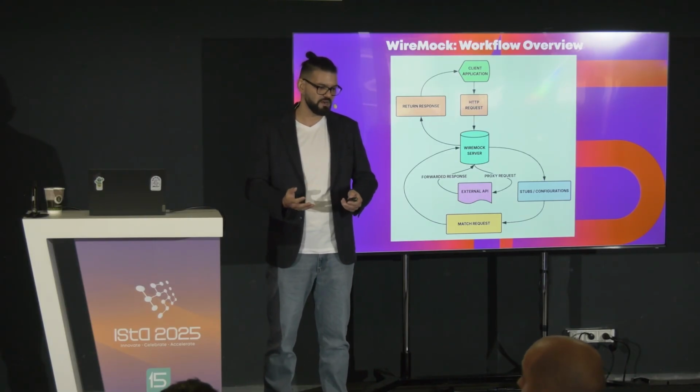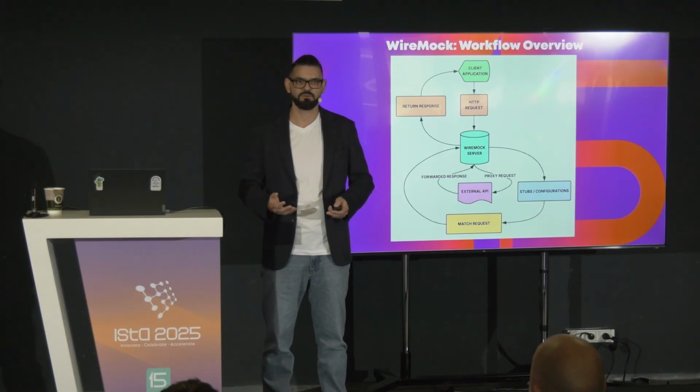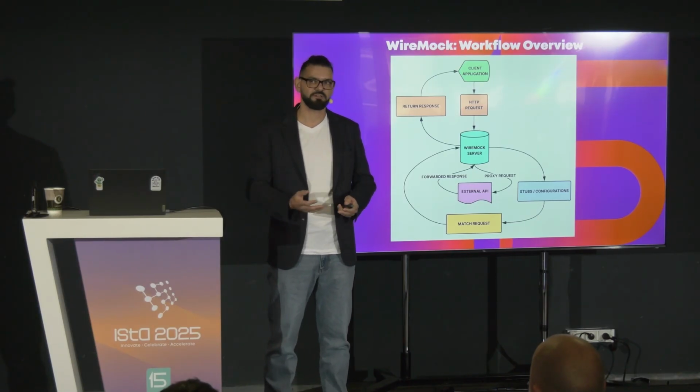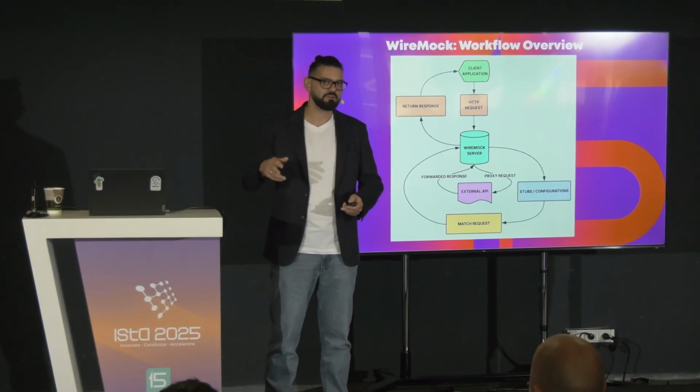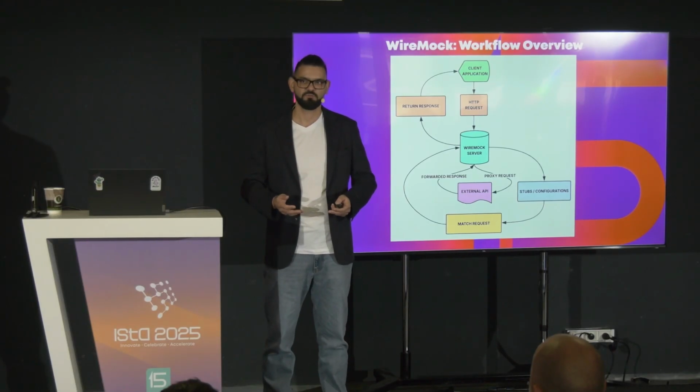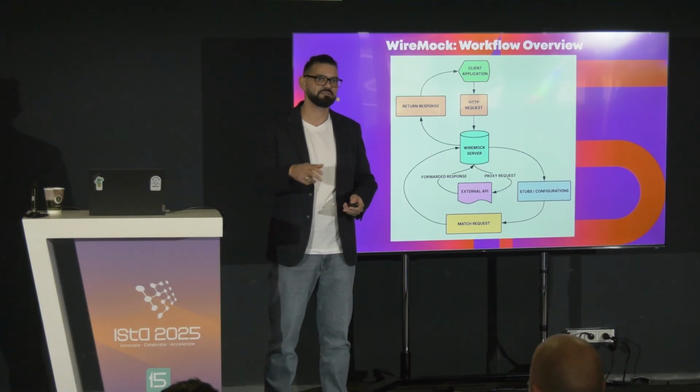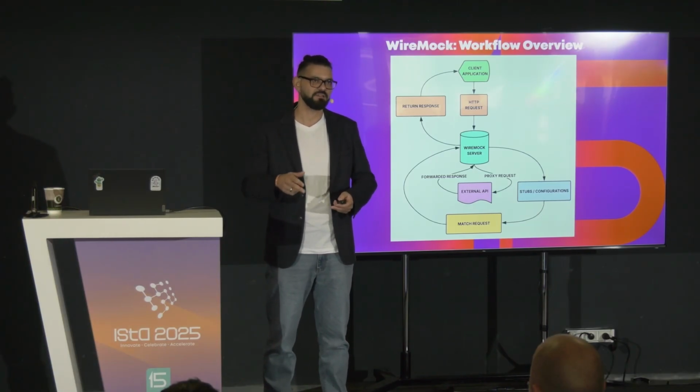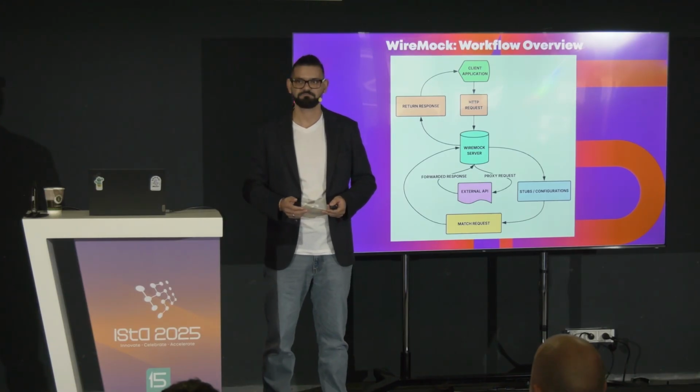But if WireMock doesn't detect any stub or configuration saved for this particular HTTP request, it acts just as a proxy. And it proxies the request to the external API, which from its side forwards back the response to WireMock, and then WireMock returns the API response to the client application.